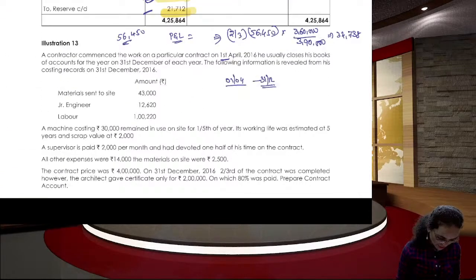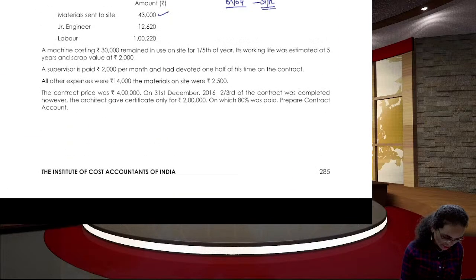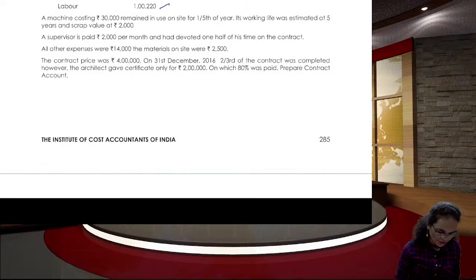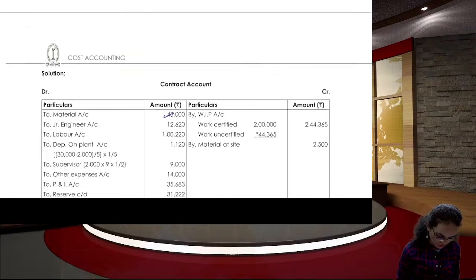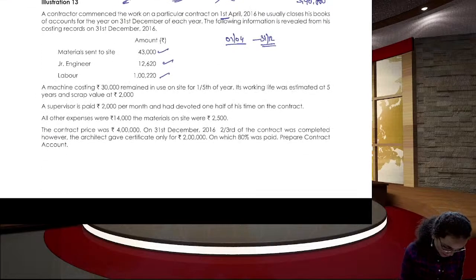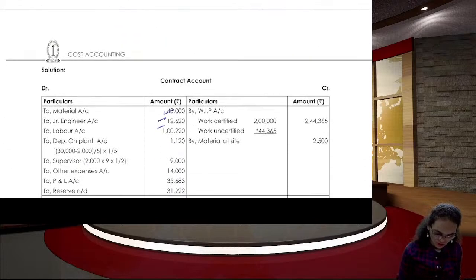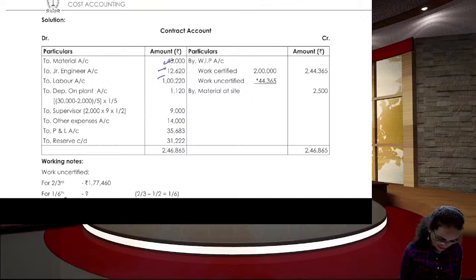See, material. What is the material? 43,000. You write 43,000. Engineering and labor, 12,620 and 1,02,220. These two we got. Machine is 30,000, scrap value is 2,000, and the working life of the machine is 5 years. And only 1/5 of the year it is used, which means 1,120 rupees is the depreciation. See, the explanation is given here.